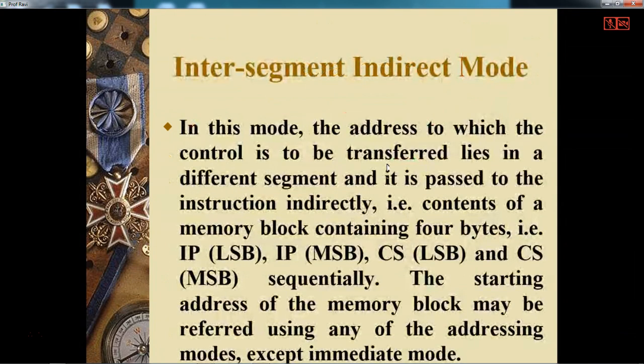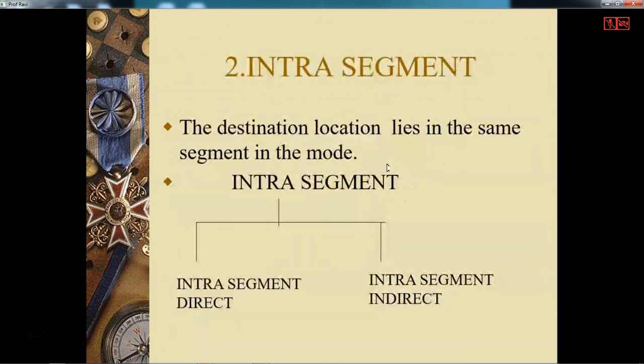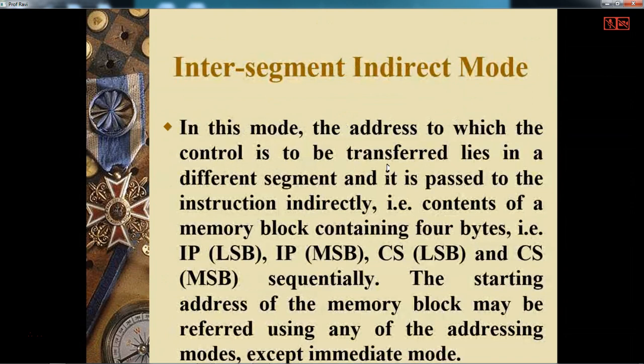Then you have inter-segment indirect addressing mode. In this mode, the address to which the control is to be transferred lies in a different segment, but it is passed to the instruction indirectly. That is, the contents of a memory block containing 4 bytes: IP LSB, IP MSB, CS LSB and CS MSB, sequentially. The starting address of the memory block may be referred using any of the addressing modes except immediate addressing mode. So this is inter-segment indirect addressing mode.